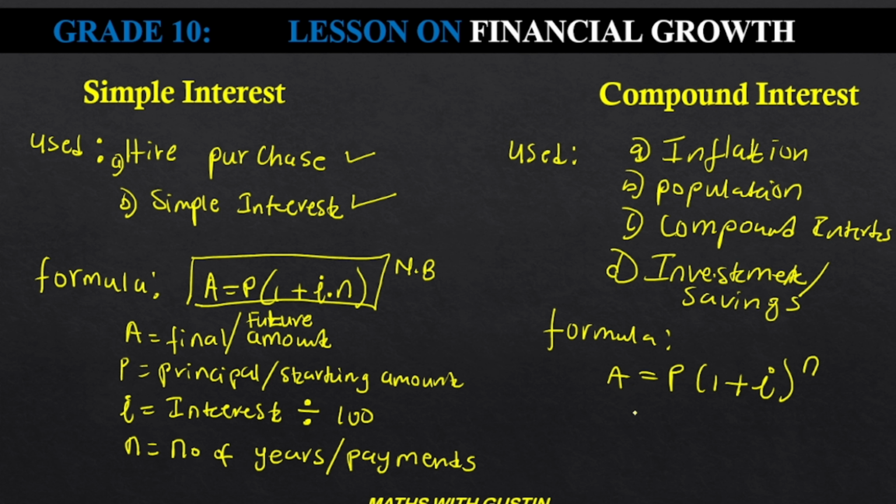The variables here are just the same as the ones in simple interest. A is for final amount, P is for principal amount, and N is the number of payments or number of years. That's how you would deal with anything to do with compound. They would ask you to calculate the final inflation figure at a certain period, or the population increase over the years, or compound interest, or the investment, or the savings. And this is the formula that we would use.